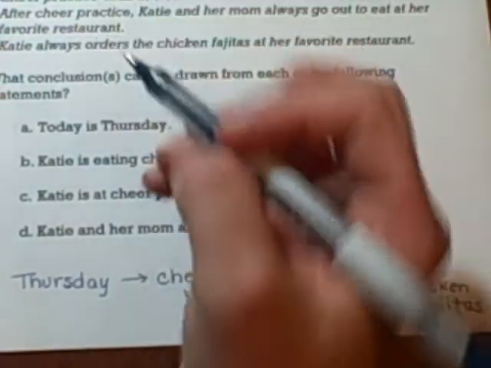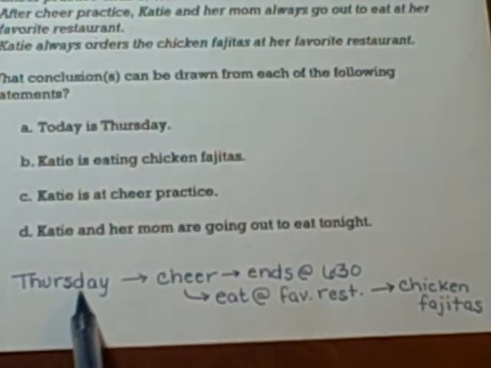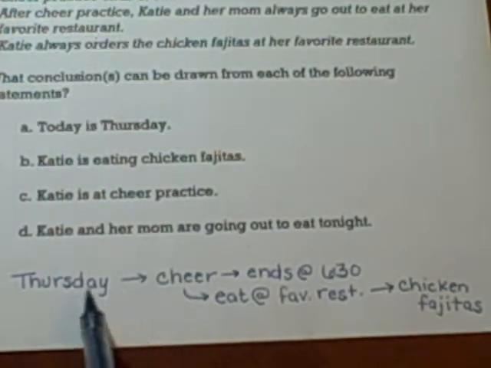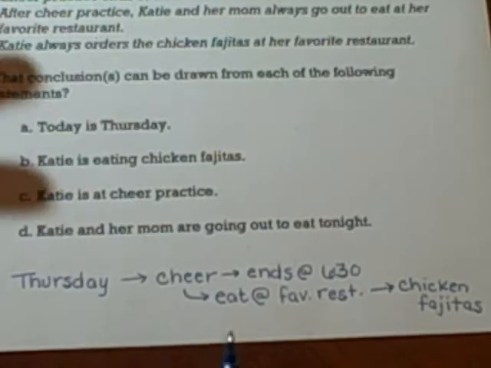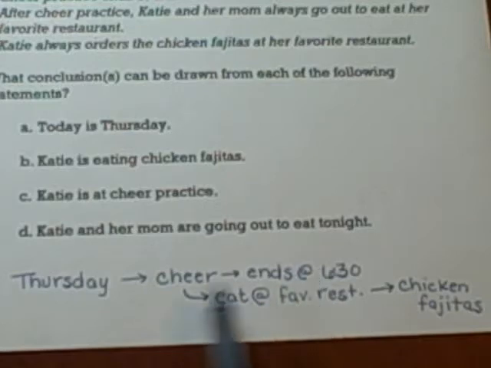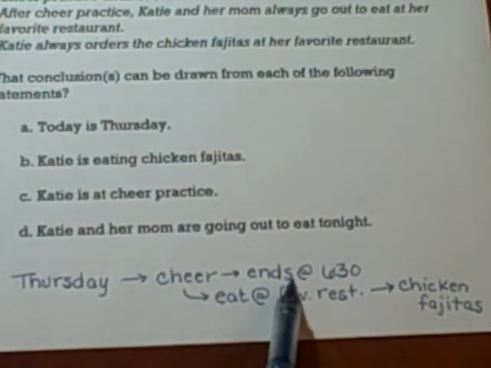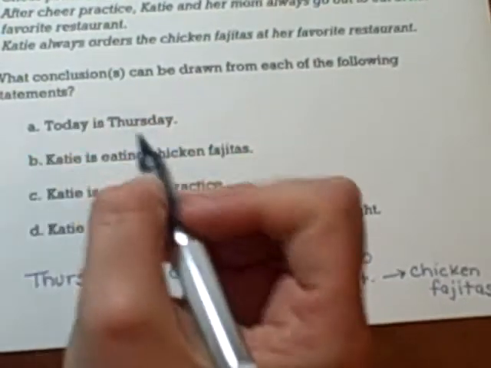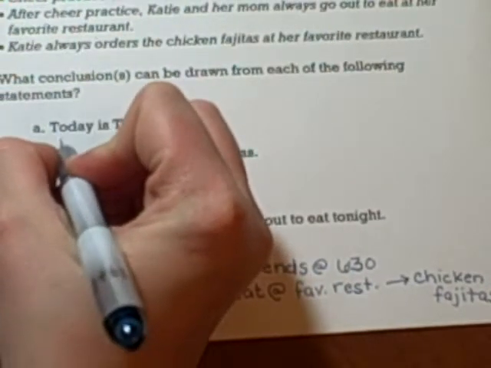So if we know that today is Thursday, what else do we know? Well, we know all kinds of things. And really, when I'm asking you for your conclusion, you just want to give me the end conclusion from each branch. But if you listed the stuff in between, that wouldn't be wrong. So if it's Thursday, we know that she has cheer practice and it ends at 6:30. So we know that she's being picked up at 6:30.